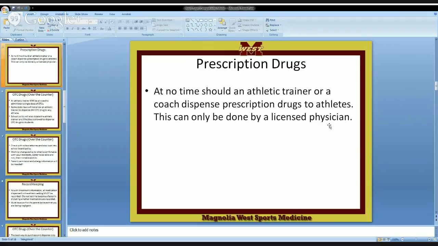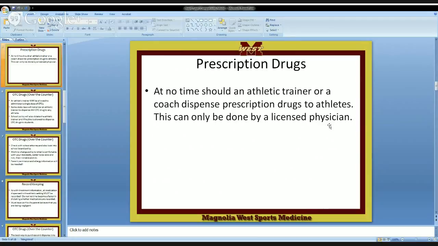The best people for that kid to hold on to it is whoever they're around the most. I would say, give it to your position coach. They got pockets, right? If it's not them, then give it to the staff athletic trainer. At no time should an athletic trainer or a coach dispense prescription drugs to athletes. It can only be done by a licensed physician.